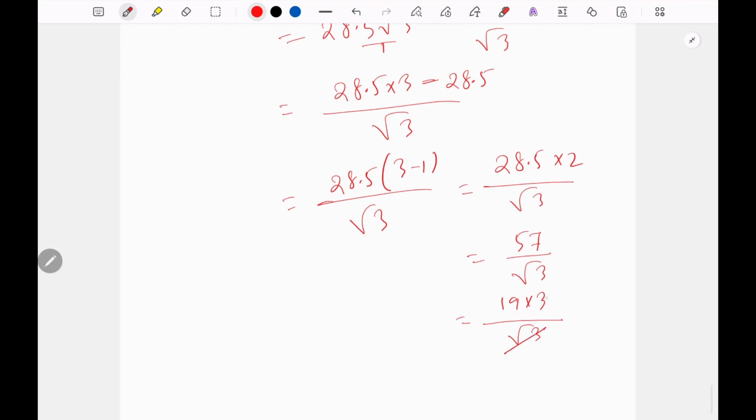Now this 3 we can write as root 3 into root 3. So this root 3 and root 3 cancel. Ultimately the final answer is 19 root 3 meter. So this much distance he walked towards the building. The boy walked towards the building. So this is the final answer.